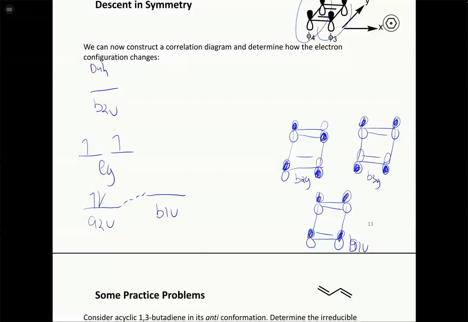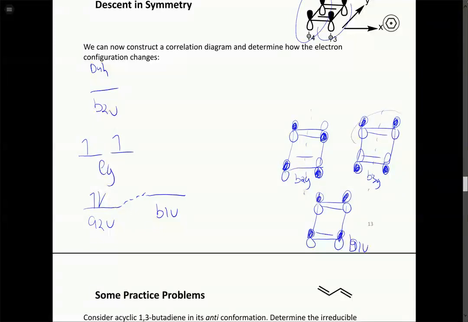Now, if we look at these symmetry adaptive linear combinations, you might think that these are pretty equivalent because we have, as I said, 2 in phase overlaps, 2 out of phase, or in other words, 1 node down the middle. But if we think about this a little bit more carefully, what we notice is that in the B2G SALC, the in phase overlaps are along the longer bonds. So, and then the out of phase overlaps along the shorter bonds.